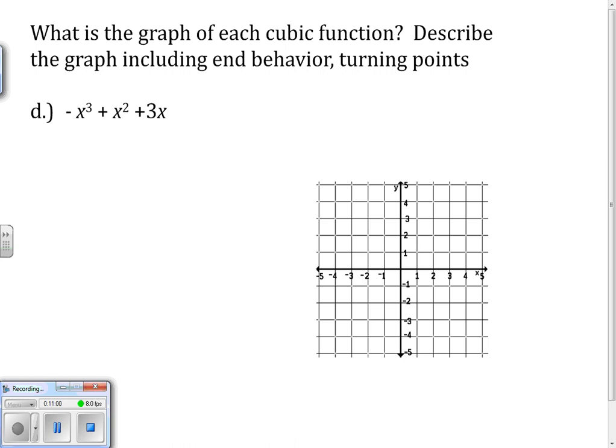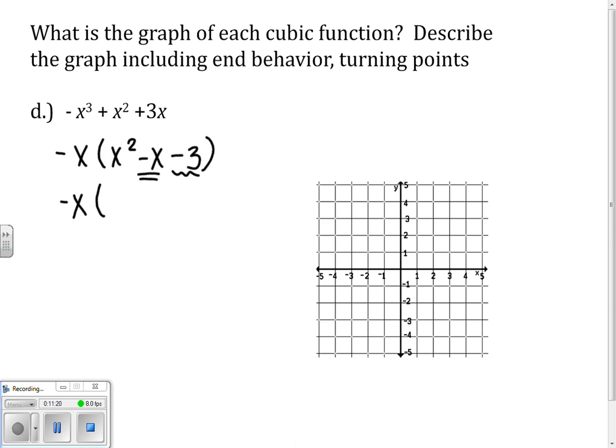So the last one actually isn't a you try it because it's already given to you in standard form. So you have to kind of go backwards to get the root. I'm going to pull a negative x out, which leaves me with x squared minus x minus 3. And then to factor the x squared minus x minus 3, two numbers that multiply to negative 3 and add to negative 1, oh boy, aren't a thing.